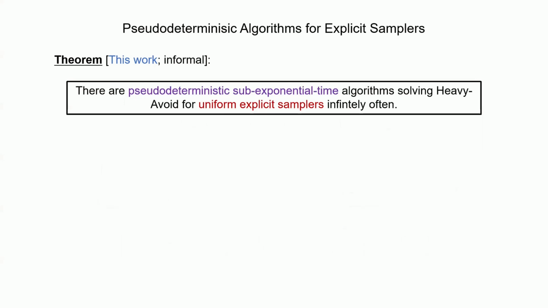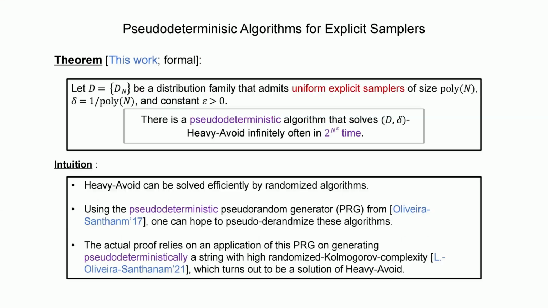We also obtain pseudo-deterministic algorithms for solving heavy avoid for uniform explicit samplers infinitely often. In this case, we only achieve sub-exponential running time. Let me give some intuition behind this algorithm. Again, note that heavy avoid can be solved efficiently using randomized algorithms. Then by using a pseudo-deterministic PRG from the work of Oliveira and Santhanam, one can pseudo-derandomize these algorithms. This is basically the main idea behind this algorithm. This concludes the talk. Thank you very much for listening.